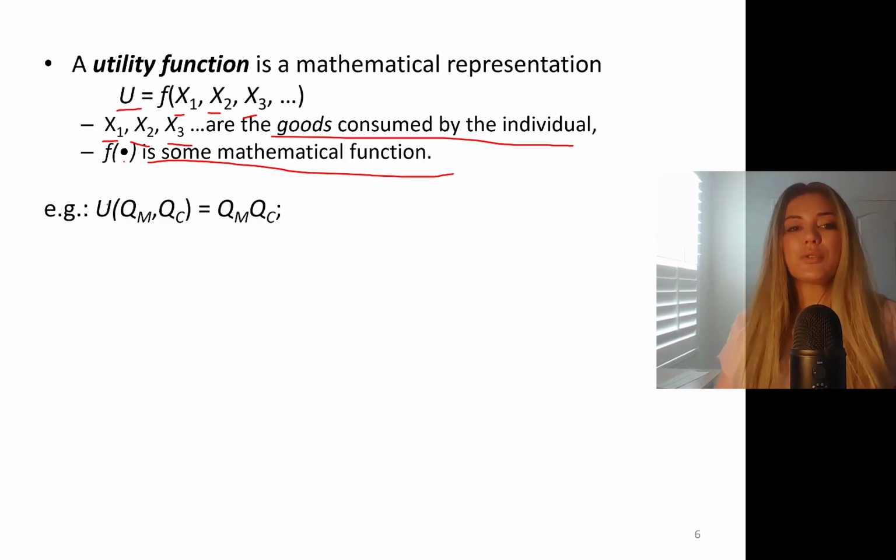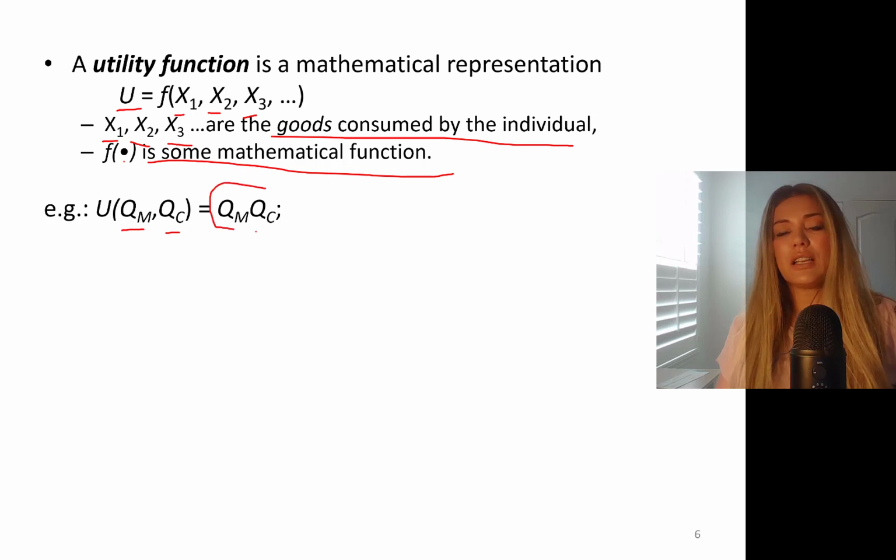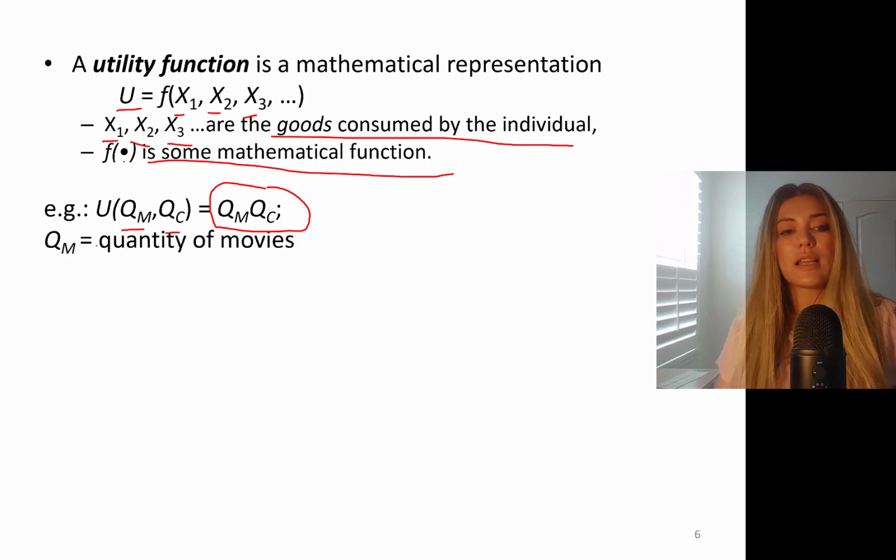So an example: a utility function over the number of movies and cakes consumed. What does it look like? An example is the utility function equal to QM times QC. So you're just multiplying the quantities. QM is the number of movies, and QC is the quantity of cake.